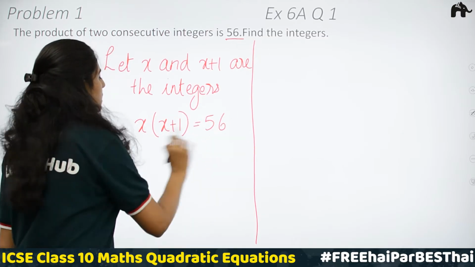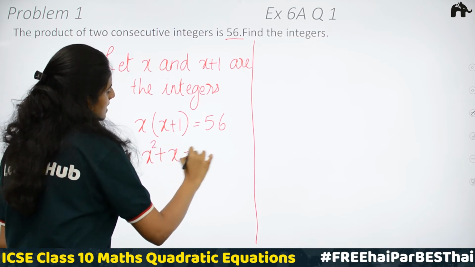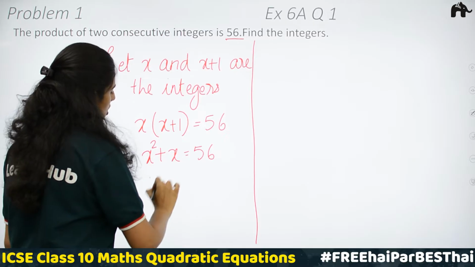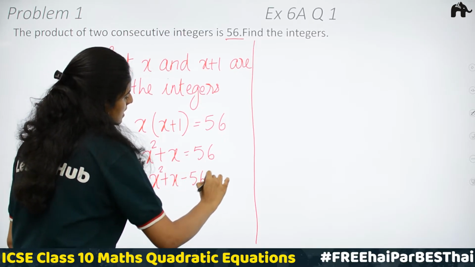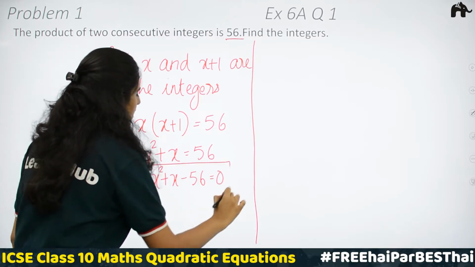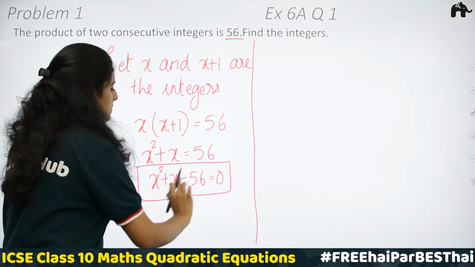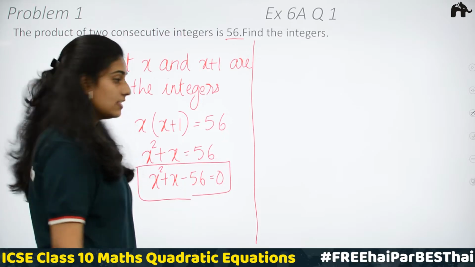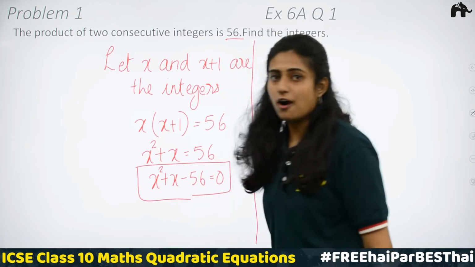Removing the brackets and multiplying, we get x square plus x is equal to 56, or x square plus x minus 56 is equal to 0. This is in the standard form of quadratic equation, ax square plus bx plus c is equal to 0. By solving this, we can get the value of x.